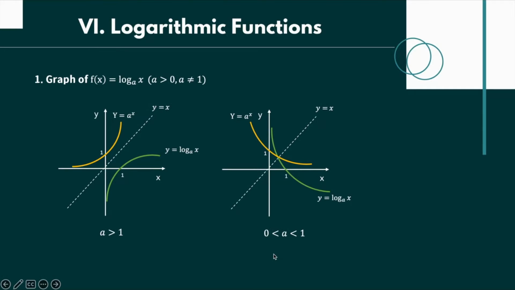On the graph on the right, we have an example of a logarithmic function where the base is greater than 0 and less than 1. And you can see that the direction is different. It rises in the left direction and plateaus at the bottom instead of at the top.